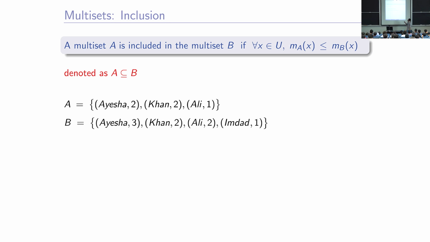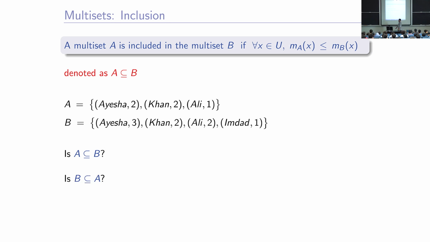Okay. So, for example, this A and B, I can say A is included in B because the multiplicity of Aisha is 2, it's less than or equal to 3. The multiplicity of Khan is 2, less than or equal to this 2, and the multiplicity of Ali is 1, less than or equal to the multiplicity of Ali in the second set B, right? 1 is less than or equal to 2. For Imdad, it's 0 here and it's 1 here, so it's also less than. So A is included in B, right? This A is included in this B.